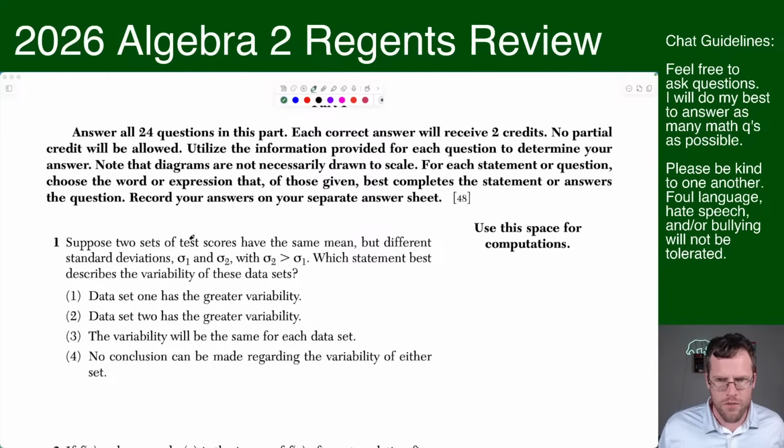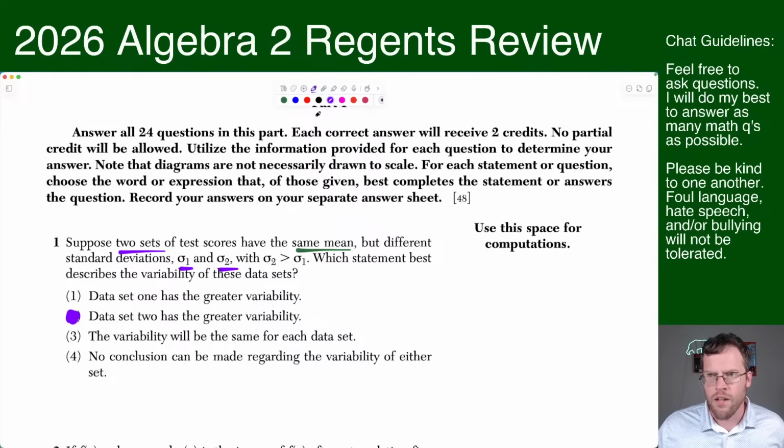Here we have two sets of test scores that have the same mean, so the average is the same for these. We're told there are two different standard deviations, because there are two sets. Set one has a standard deviation of this value here, and set two this, and they're telling us the second standard deviation is greater than the first. So which statement best describes the variability of these data sets? Data set 2 has greater variability.